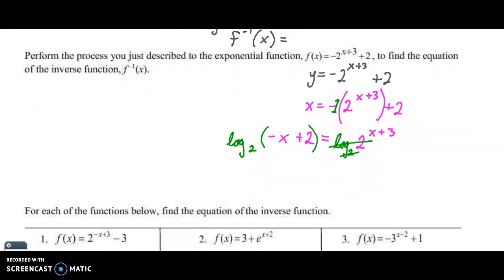Oh, whoops, I forgot to, typical Mr. Higbee. I forgot to change this to be y. I'm sure some of you were sitting there and thinking it. There we go. And then my last step to solve for y would be to subtract that 3 over. And while I'm at it, I might as well go ahead and change that to be written as f inverse.